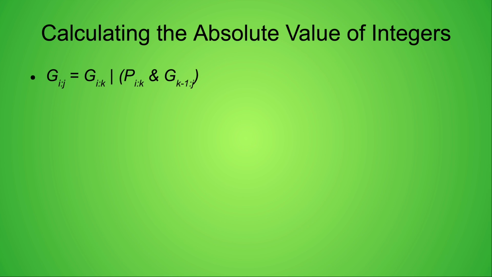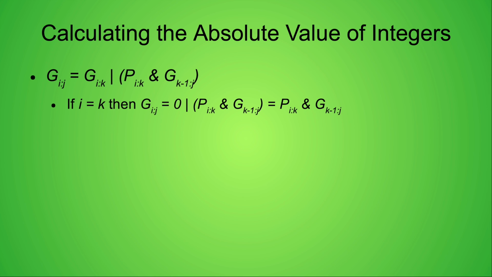Now we need to revisit the computation of the g sub i colon j values. Looking at the definition of g sub i colon j, we can see that if i equals k, then g sub i colon j is equal to 0, OR with the quantity p sub i colon k, ANDed with g sub k minus 1 colon j, and this simplifies to p sub i colon k, ANDed with g sub k minus 1 colon j.